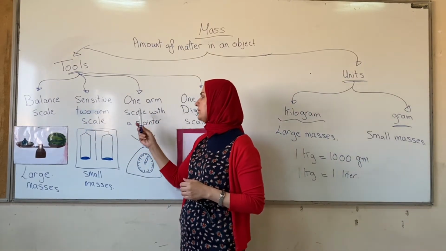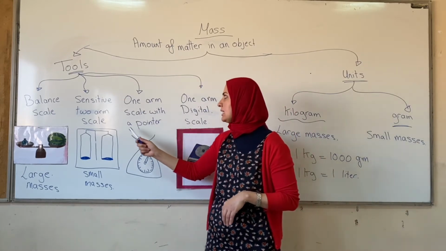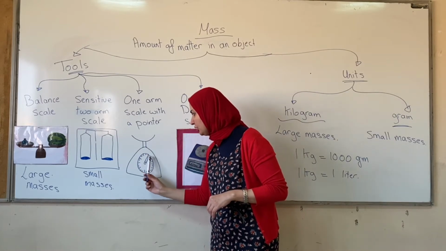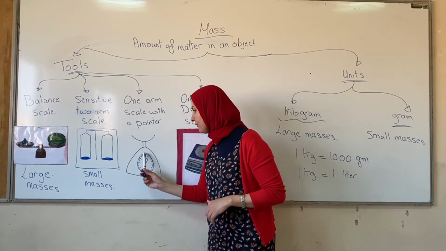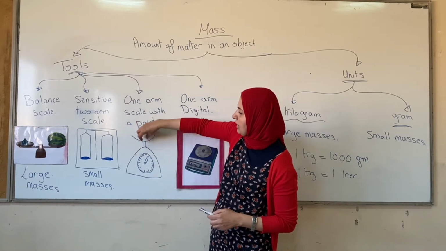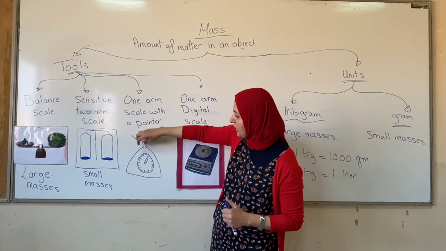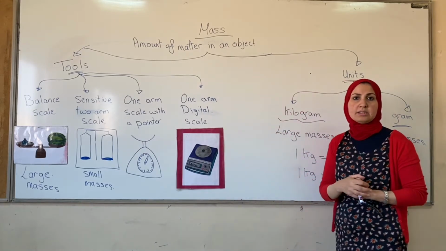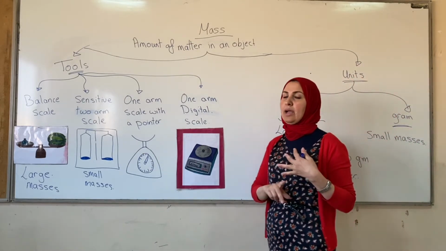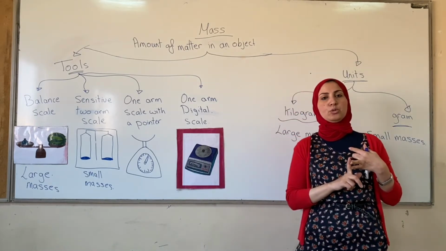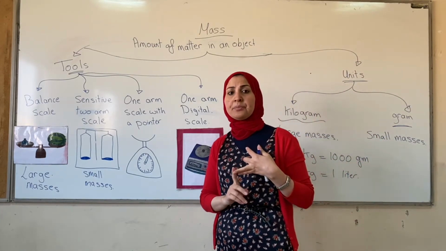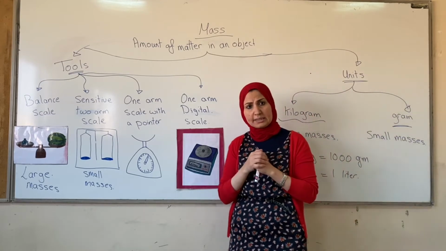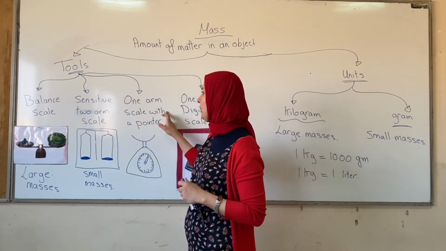What about the one-arm scale with a pointer? One arm means that it has only one pan. With the pointer here, I have a pointer to show me the mass. Here I have numbers. I'm going to put the thing that I want to measure its mass here, and this pointer will show me the mass. Where can I see this type of balance? I can see it at home, maybe in the kitchen if your mom is making something and you want to measure the mass to add to the recipe. Also maybe at the doctor if you are going to measure your mass. So it is called a one-arm scale with a pointer.